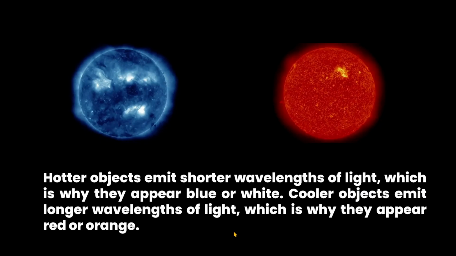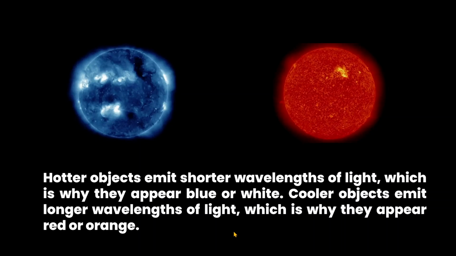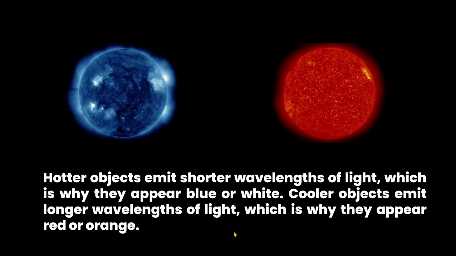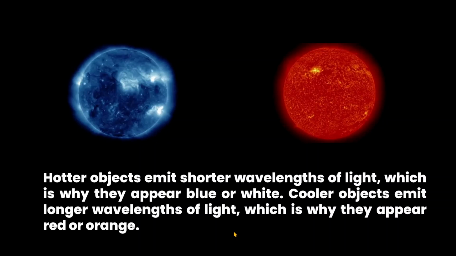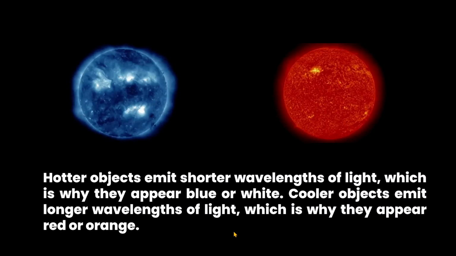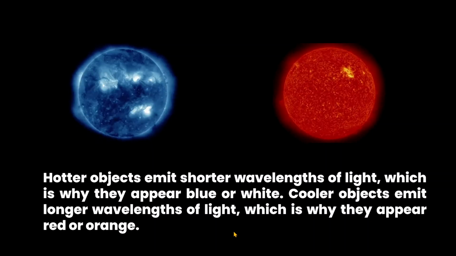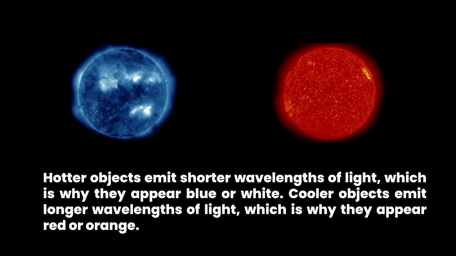Just like in stars, hotter objects emit shorter wavelengths of light, which is why they appear blue or white. In your astronomy subject, we've learned that stars that are colored white or blue are hotter than stars that are colored red. Cooler objects emit longer wavelengths of light, which is why they appear red or orange.